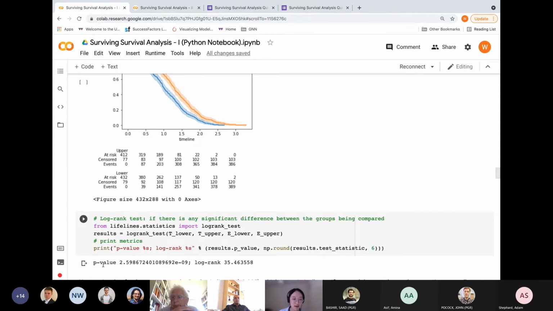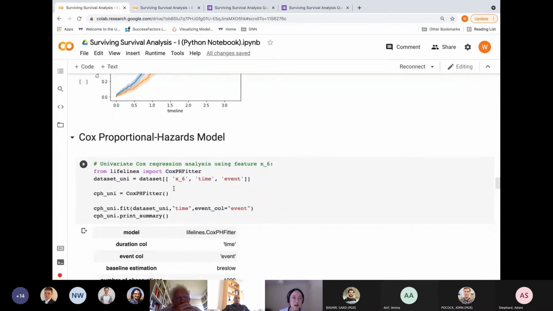Here you can see we get a p-value which is much smaller than 0.001, which means this feature, X8, can differentiate the survival distribution between these two groups significantly.